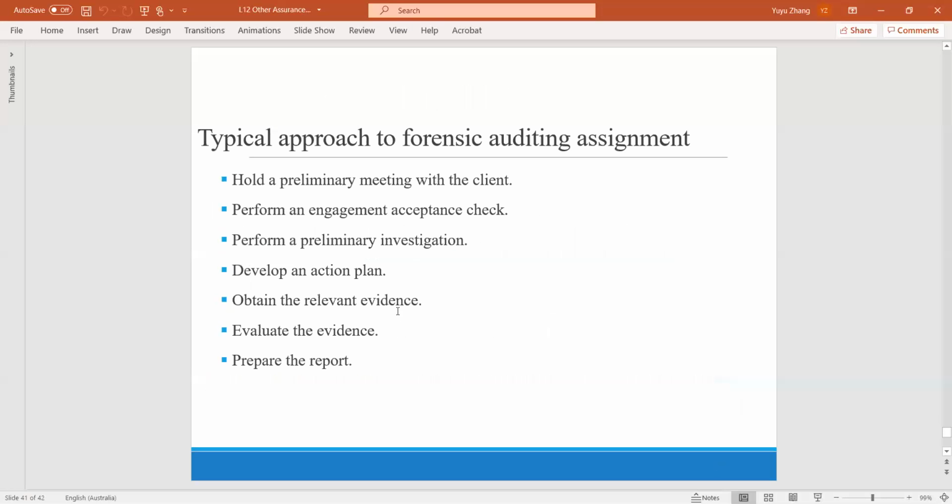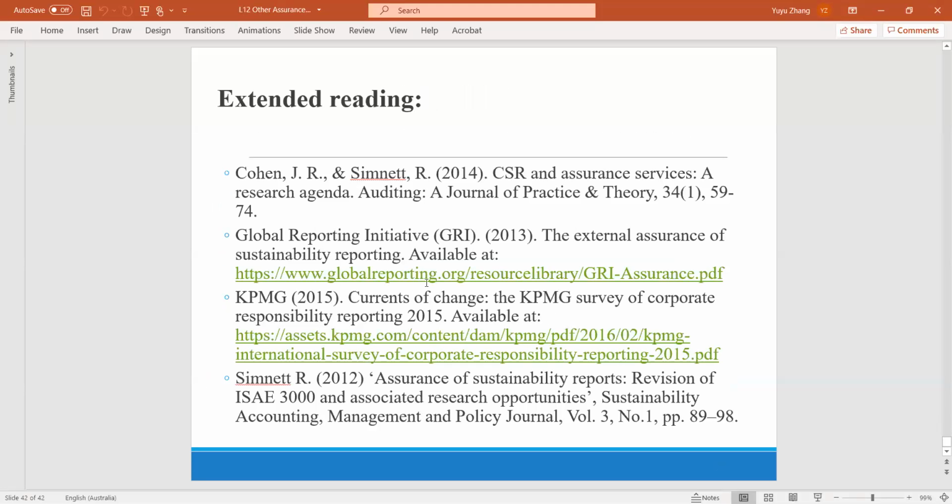Okay, so that is our summary of those other assurance services, as the coverage of lecture 12. I know this talk has been very brief, but by doing the extended reading by yourself, you will get more from this part. It's not in the final exam. However, we couldn't say this part is not important. Actually, they are very important. They are increasingly important for this profession, as we discussed at the beginning of this lecture.